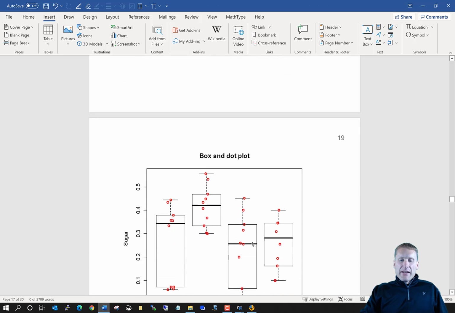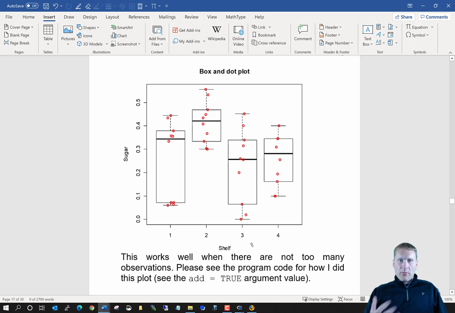Now, an even better plot, and if I were to do a box and dot plot, typically I will always do this plot here. I want you to take a look at the code on your own because it's very similar to what we just got done doing, where now I have the box plot and the dot plot plotted on top of each other. I think this is a really cool plot. In this case, we only have 10 observations per shelf, but you can imagine other cases where you have more observations. And this really helps you look at both at exactly the same time.